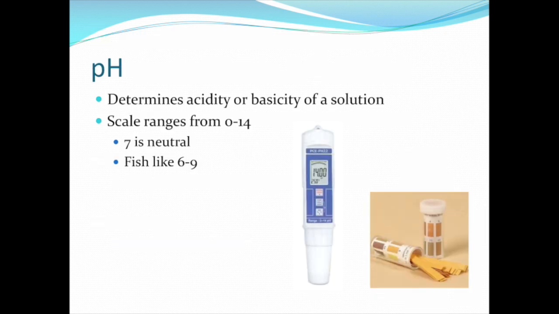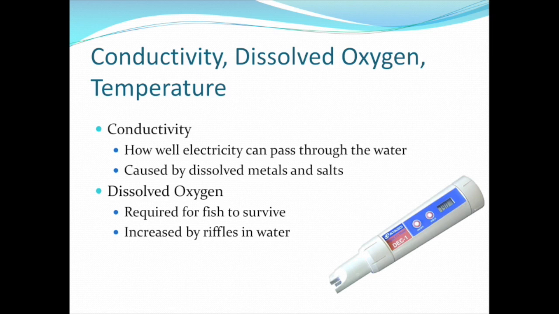pH is a measure of how acid or basic, also known as alkaline, a liquid solution is. In this case, water. The pH scale usually ranges at room temperature from 0 to 14, and 7 is considered neutral pH. If the value is below 7, the water is considered acid. If it's above 7, it's considered alkaline. Conductivity of the water refers to how well electricity can pass or conduct through the water. The electricity passage is allowed by ions and metals dissolved in water, such as salt.